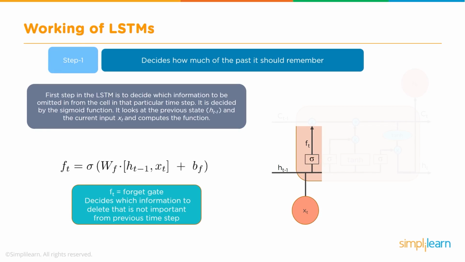It looks at the previous state, h at t minus 1, and the current input, x at t, and computes the function. So you can see over here we have f at t equals the sigmoid function of the weight of f, times h at t minus 1 and x at t, plus, of course, a bias, as with any of our neural networks. So f at t is the forget gate, which decides which information to delete that is not important from the previous time step.